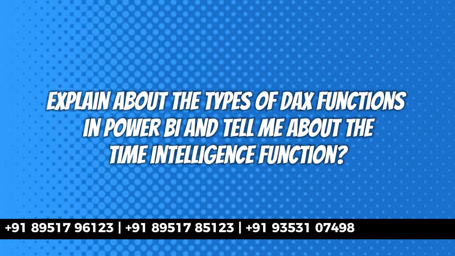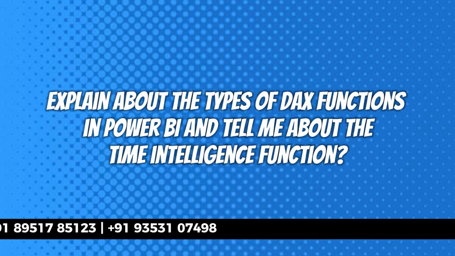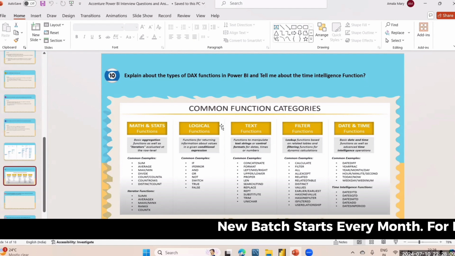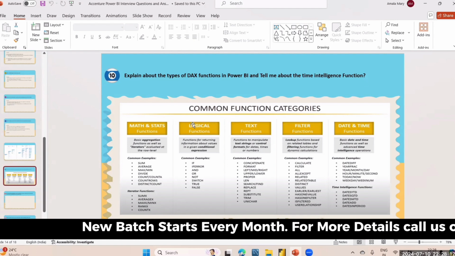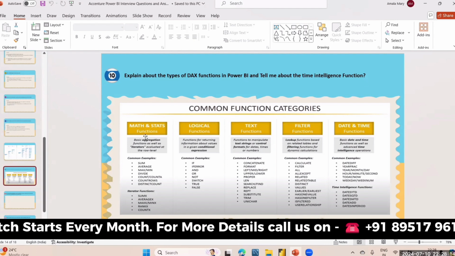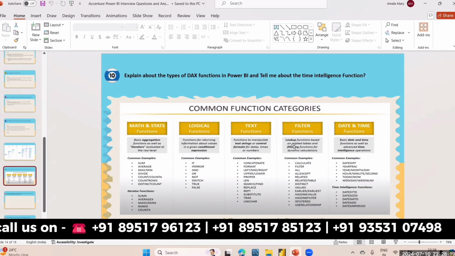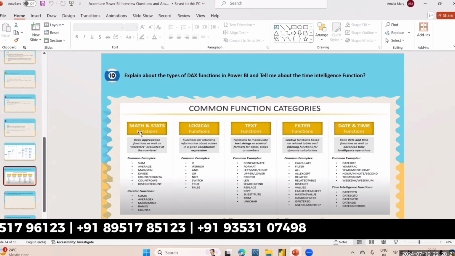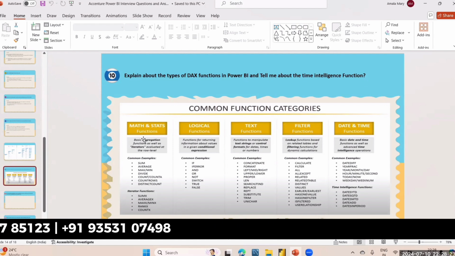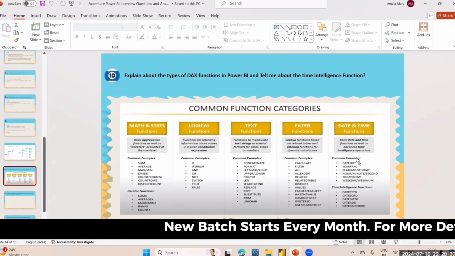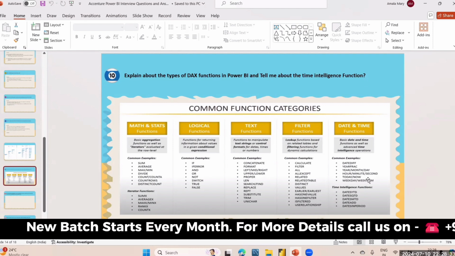The next question is, explain about the types of DAX functions in Power BI, and tell us about the time intelligence functions. We can list out all the functions, and give the list of time intelligence functions also. We have five DAX function categories: math and stats functions, logical functions, text functions, filter functions, and date and time functions. Only in the date and time functions will we have the time intelligence functions.